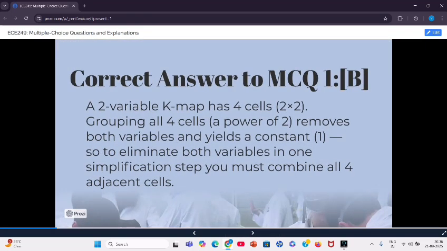The two variable K map has 4 cells, 2 into 2. Grouping all 4 cells, a power of 2, removes both variables and yields a constant 1. So to eliminate both variables in one simplification step, you must combine all 4 adjacent cells.